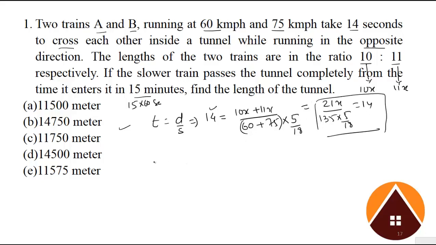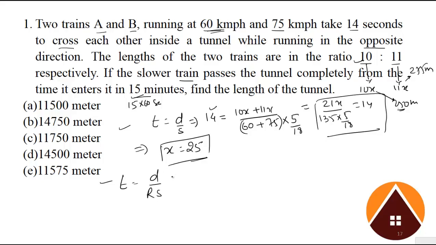So when you solve this, I think you can take your time and solve it. It will come out to be around 25. Okay. If x is 25, that means one train is 250. So this is the slower train because the first one is the slower train, and this one is 275 meters. Now look at this one. The slower train passes the tunnel completely from the time it enters in 15 minutes. So again time is distance divided by relative speed. So here I should write time is how much? 15 minutes, so 15 into 60, that is equal to the distance.